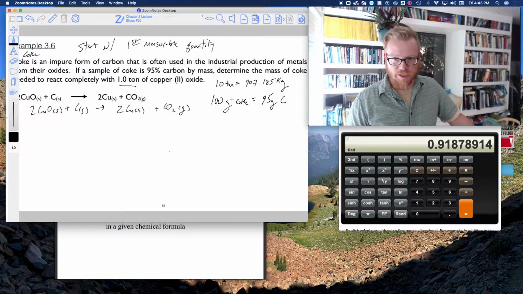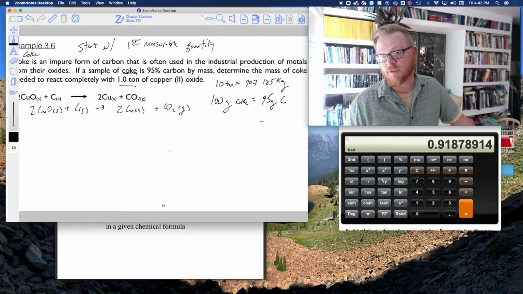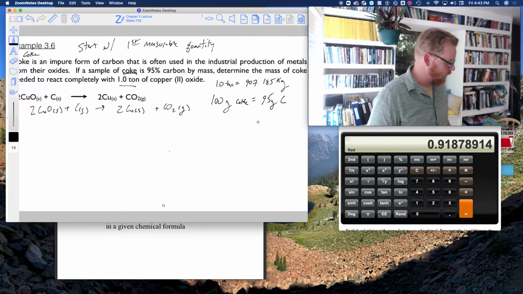This is going to be really challenging for a lot of us to work out. So always start with the starting thing, coke. Say if I have 100 grams of coke, what's it going to be? Well, it would be 95 grams of carbon and 5 grams of impurities. Okay, so now let's work through this problem.